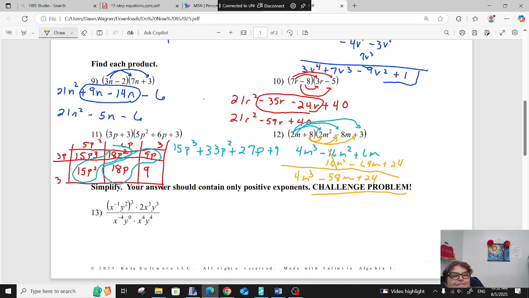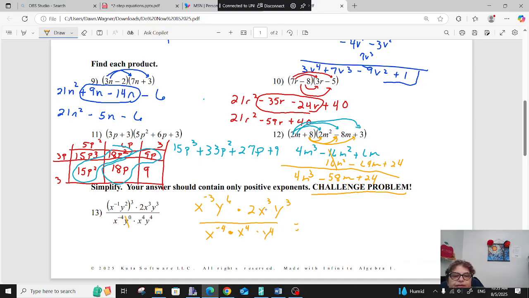You finished it? Okay, so this is the power rule. So I have to multiply. It's going to be x to the negative 3 power y to the 6 times 2x to the third y to the third over x to the negative 4. This is just 1, so I'm not even going to write it, times x to the 4, y to the 4th. I like to simplify my numerator and denominator and then cancel out.